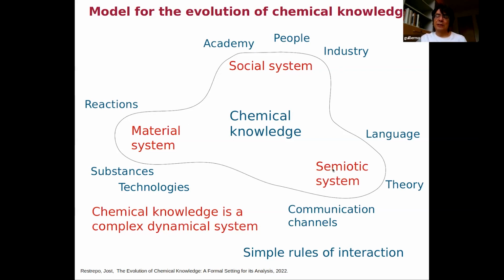The semiotic system is about the language, the theory, and the communication channels chemists have to report their results and to communicate among themselves.